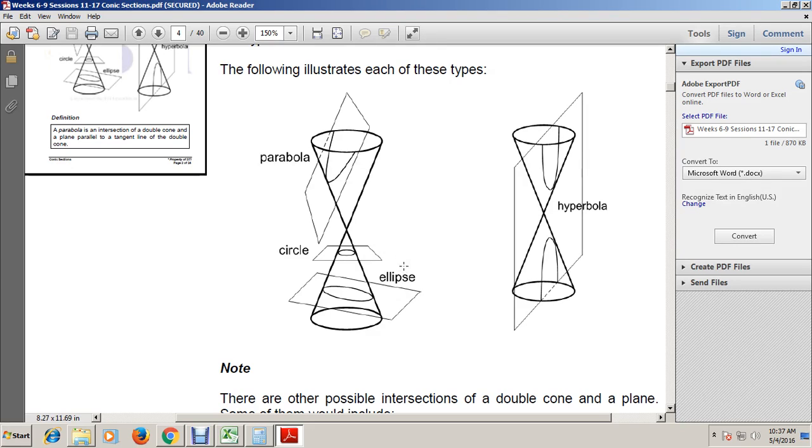Okay, so next we have the ellipse. The ellipse is actually somewhat circular in shape, but in order to trace the shape of the ellipse, you're going to have the plane of the circle tilted to an angle with respect to the base of the cone. So you will be tracing, instead of a circle, an ellipse or an oblong.